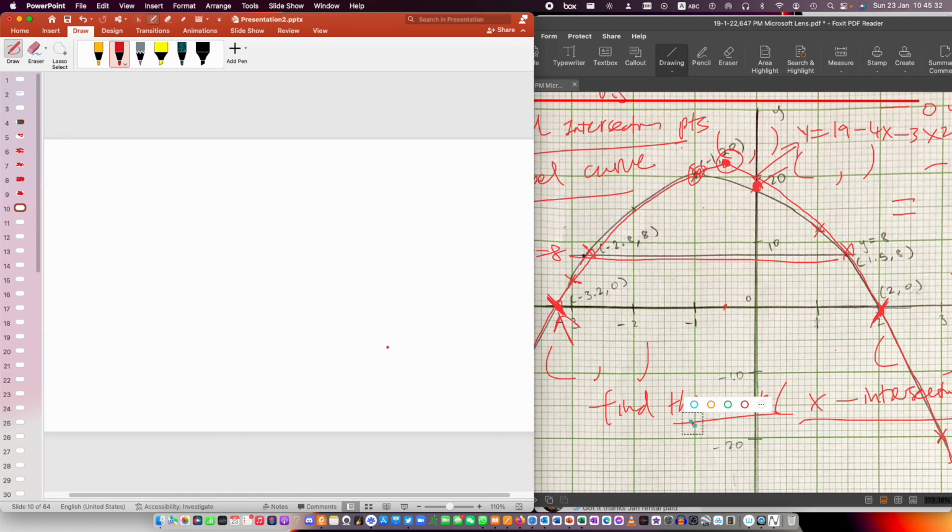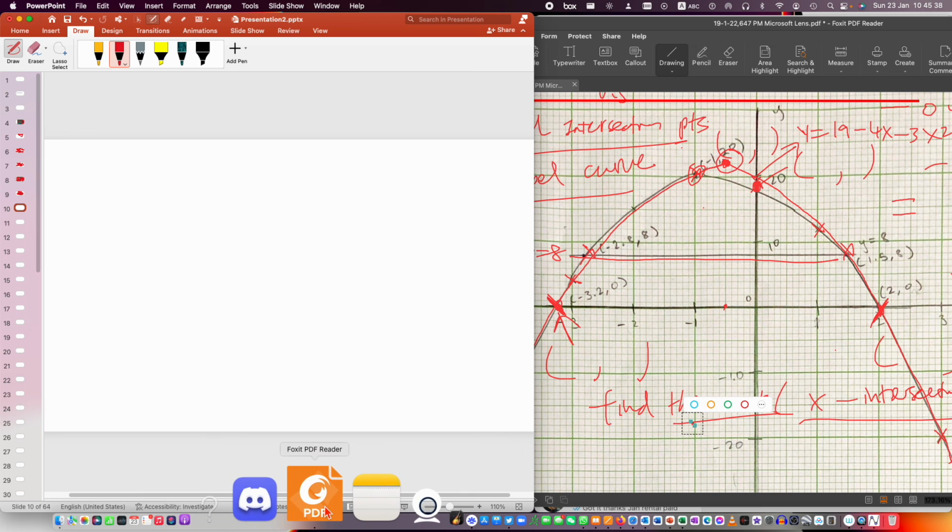Oh, is it the graph question that I have to draw? Yes. That one is called sketch, not graph. Do you know what's the difference between these two?